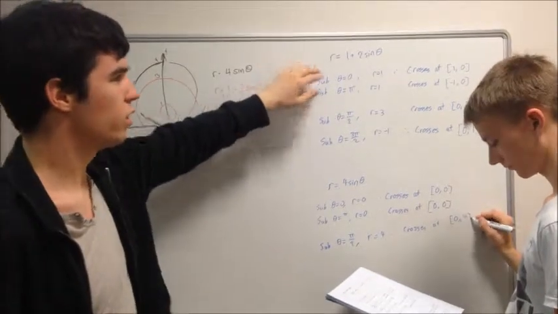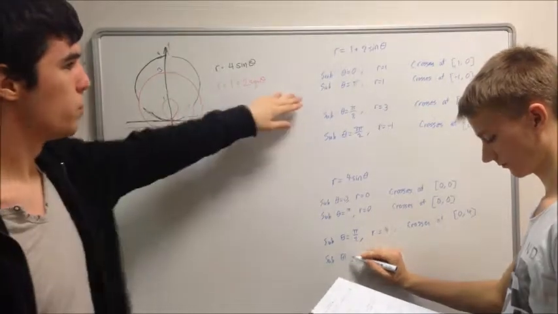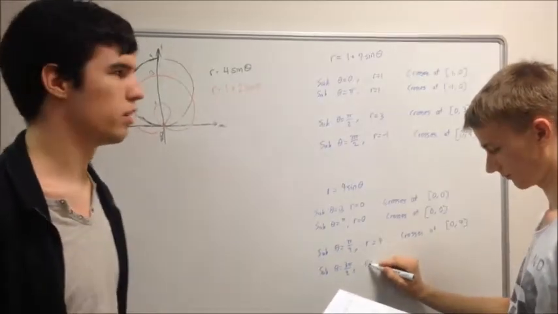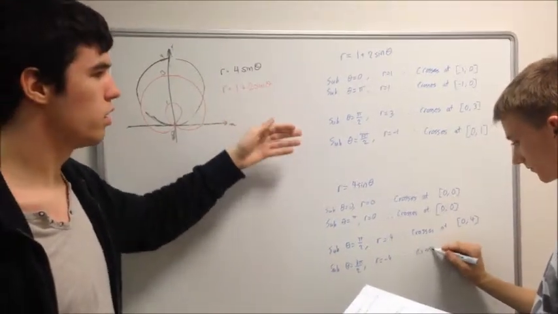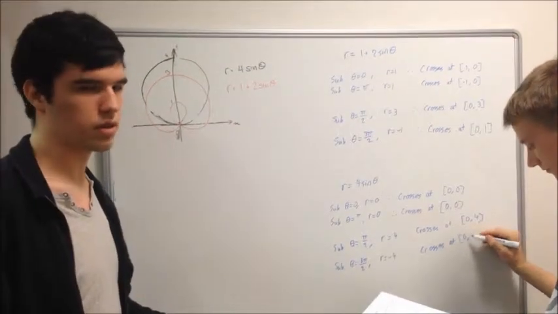So we found by subbing in 0, it'll cross the point at 1 and 0. And we'll find that when we sub in pi, it crosses at -1 and 0. And then same for the y-axis, we'll sub in pi on 2 and sub in 3 pi on 2. So that's the 90 degrees and the 270 degree axis.